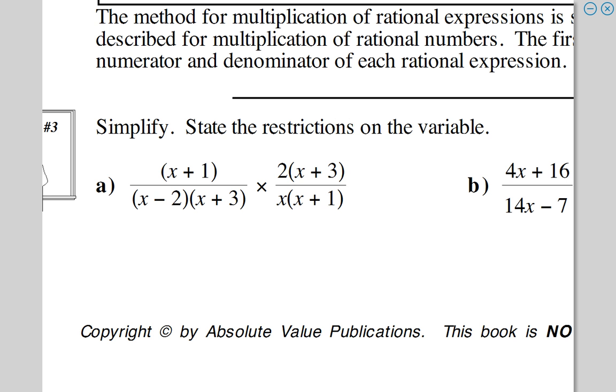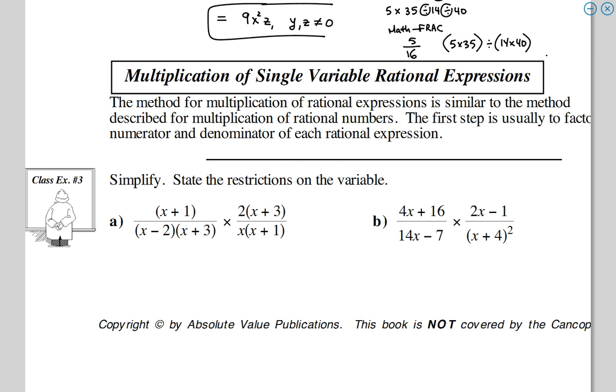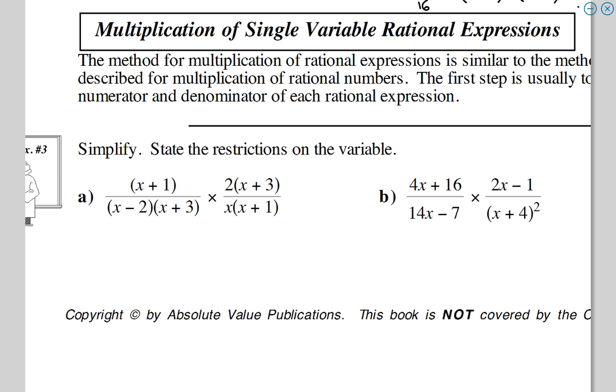Alright, now on the class example 3, multiplication of single variable rational expressions. It's the same idea. Everything's the same. So this x here, this times, you just extend the line. That's all you're doing. One giant line, dot, dot. Okay? So this x plus 1's gone. This x plus 3's gone.